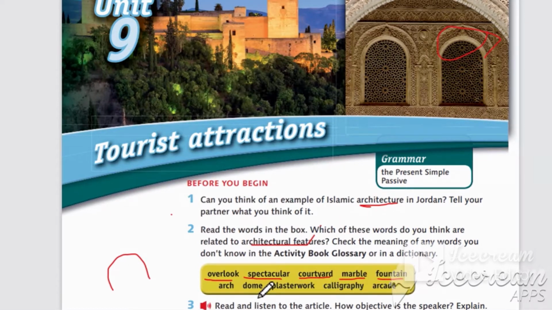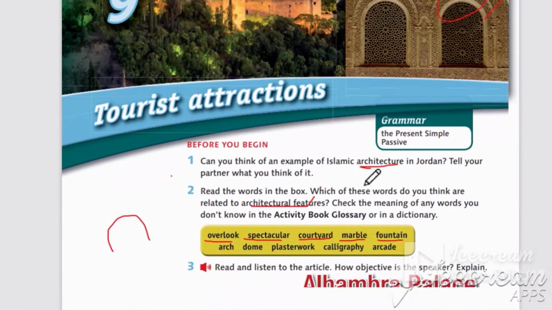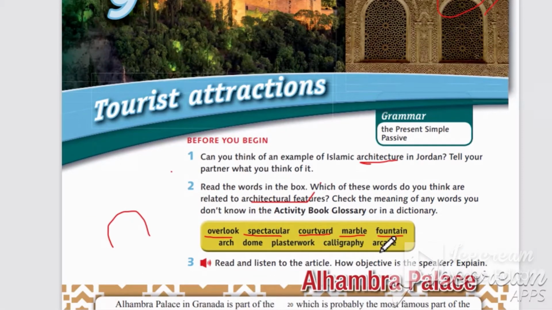Dome قبة. Okay. Dome قبة. Plaster work اللي هي أعمال الجبس. أوكي. Calligraphy اللي هو التخطيط, اللي هو الكتابة بخط جميل, اللي هو this we call calligraphy. أوكي. Look at the picture, اللي هو فن التخطيط. We call this calligraphy. أوكي يا مس. نكمل. Arcade اللي هو الرواق, اللي بيكون بين الممرات. ممر. أوكي. رواق. أوكي. Now, read and listen to the article.